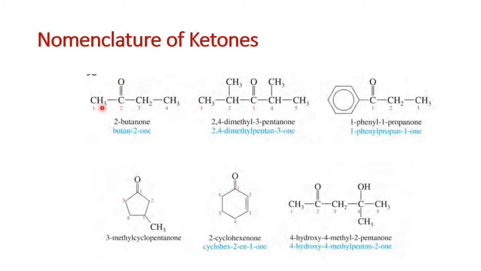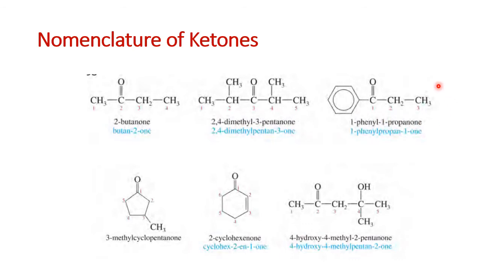This is a 4 carbon chain, so this is butanone. Because the carbonyl is at the second position, its name will be 2-butanone. So we replace the 'e' of butane with 'one', so the name is butan-2-one. Similarly, here we select the longest chain, 1, 2, 3, 4 and 5. It means this is 3-pentanone. But at carbon number 2 as well as carbon number 4 we have branches, so its name will be 2,4-dimethyl-3-pentanone.